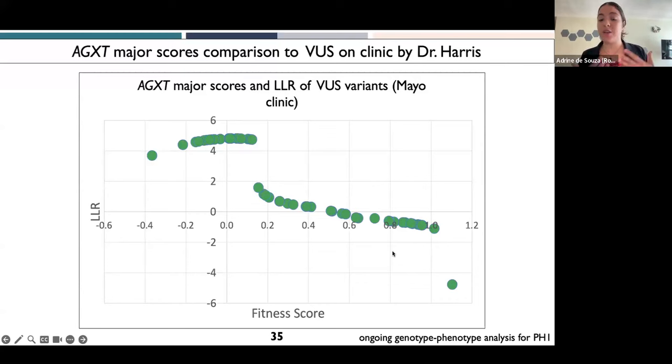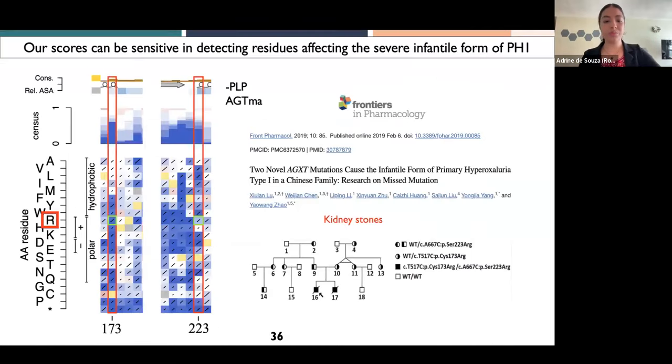So I'm really excited to hear back from this group and see if there's any correlation with severity, onset of disease, maybe oxalate level, maybe severity of the kidney damage. This is something that is going to be available in the manuscript very soon. And I want to show you a cool case about the infantile severe form of PH1.